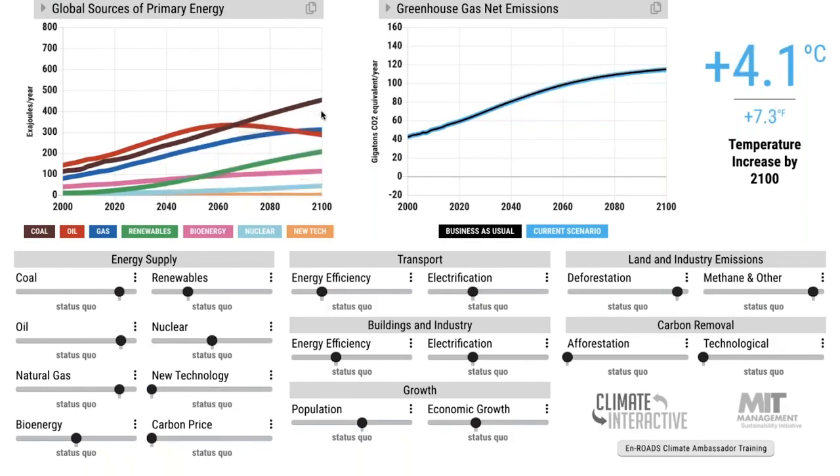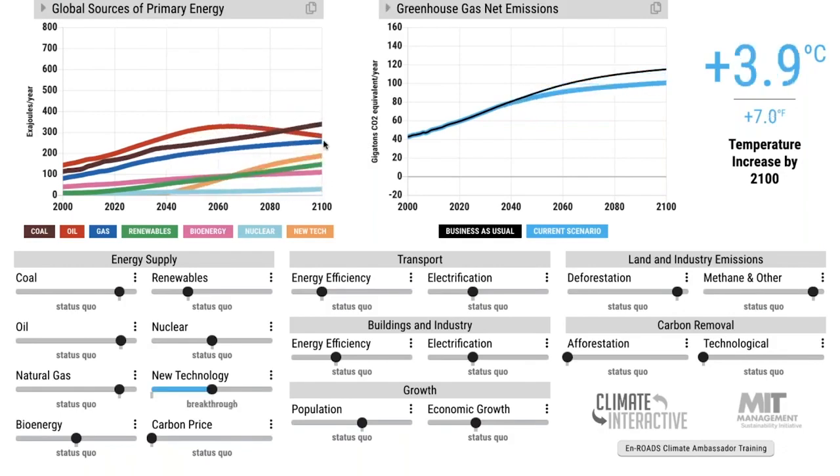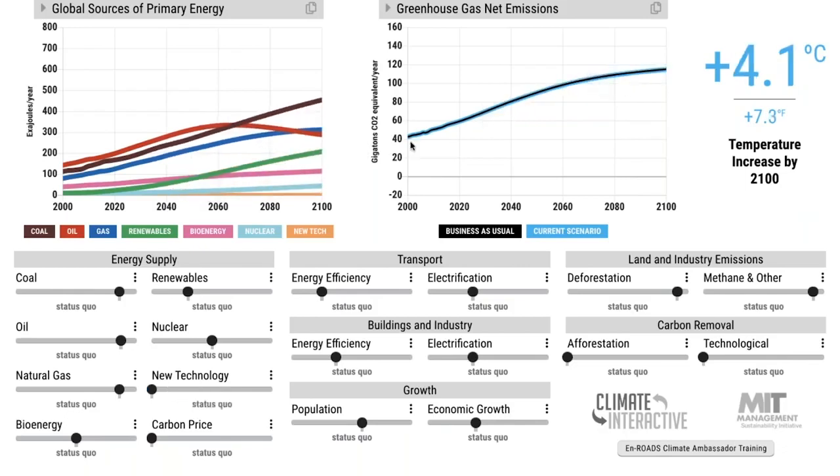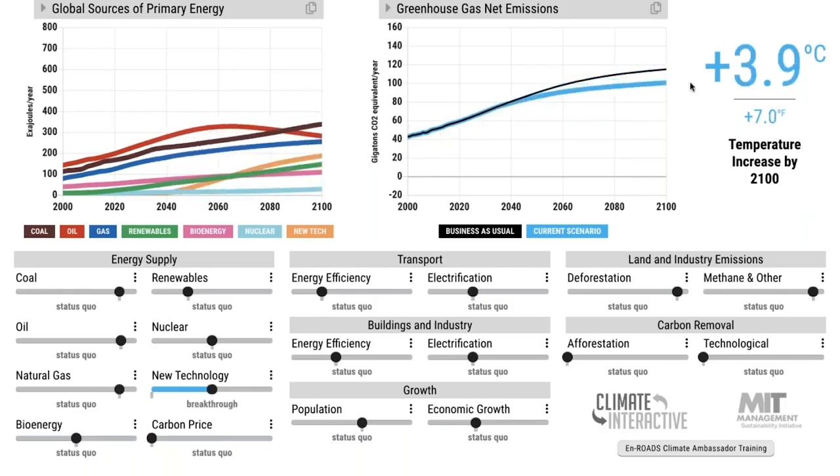You'll see that they also are coming down. Renewables comes down and natural gas. And as a result of this new technology taking off, you see that it curbs some greenhouse gas emissions. And so by the end of the century, we've now limited warming by an additional 0.2 degrees. So some progress there.